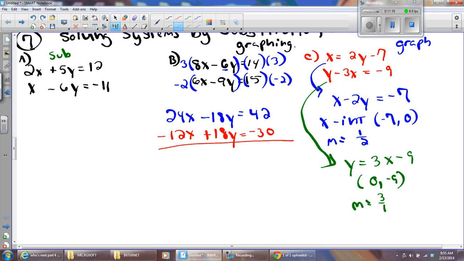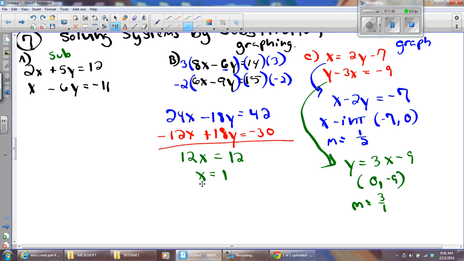And watch this. It's going to come out very pretty here. 24 minus 12 is 12x. 42 minus 30 is 12. X is going to equal 1. Look at how simple that is. It looks like a big ugly problem. It was really not that difficult. It would have become more difficult had I multiplied by 9 and -6, or by 6 and then 8. Not impossible, just a little bit uglier to deal with.